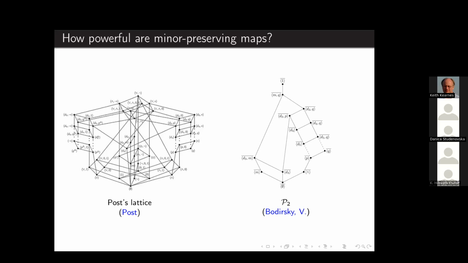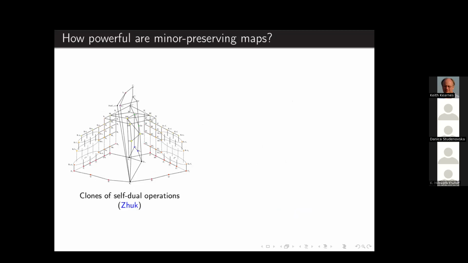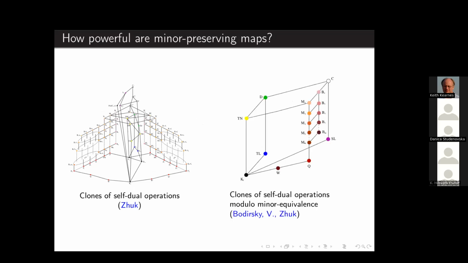But there is another lattice that I showed you during the introduction of this talk. Next slide, please. Exactly. So the lattice of clones of self-dual operations on a 3-element set. This was completely described by Dmitriy Zhuk. I told you that this is a continuum lattice, so a lattice with continuum many elements. And actually what we get up to minor preserving maps is the following lattice. So not only much cleaner and simpler, but this time, more remarkably, this is a countably infinite lattice. So we have reduced continuum to countable.